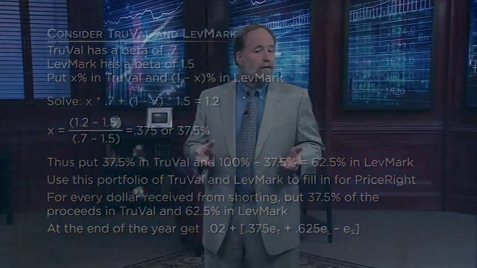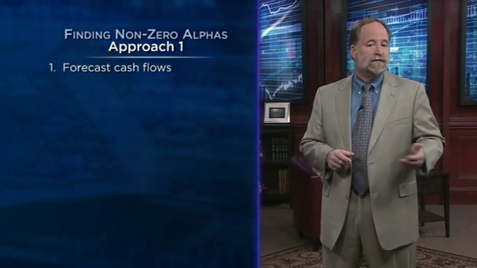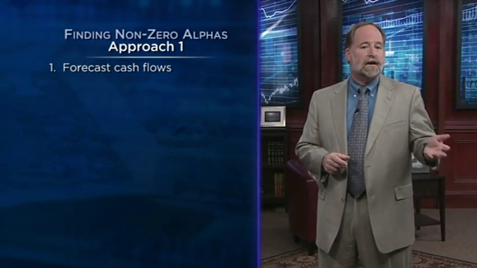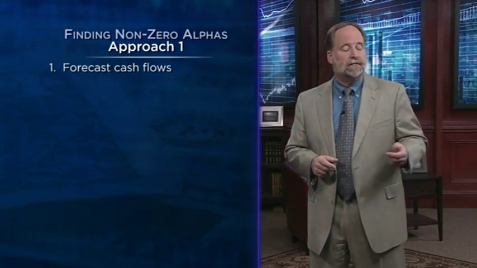Okay, so we've just found what you do when you have found a non-zero alpha. But how do you find securities with non-zero alphas? All right, so this is the hardest part of investing. There are two approaches to finding non-zero alphas. The first is the result of the following process. Step 1, forecast cash flows for a particular firm. Either take analyst forecasts or make your own based on your knowledge of the firm or their industry.